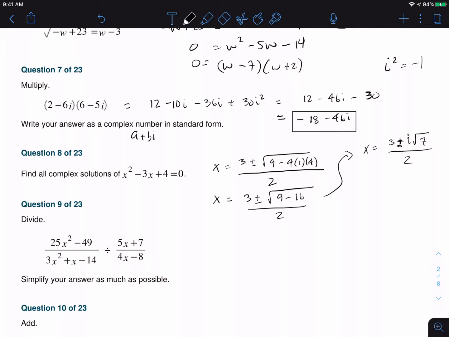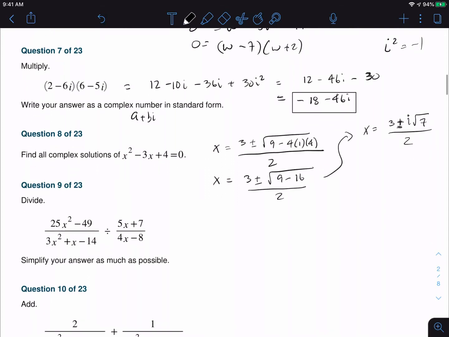Okay? All right. So going on to the next problem, this is number 9. When we divide by a fraction, we have to multiply by the reciprocal. And we need to factor too. So these things look like they could be factorable.